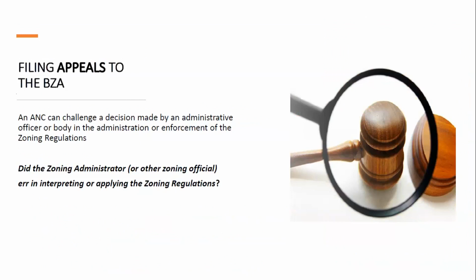Filing appeals to the BZA: an ANC can challenge a decision made by an administrative officer or body in the administration or enforcement of the zoning regulations. Did the zoning administrator or other zoning official err in interpreting or applying the zoning regulations? If you think they have, then you can file an appeal to the BZA.